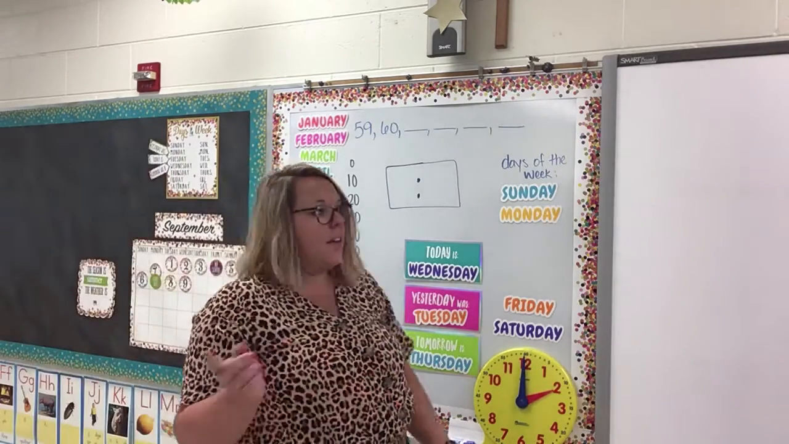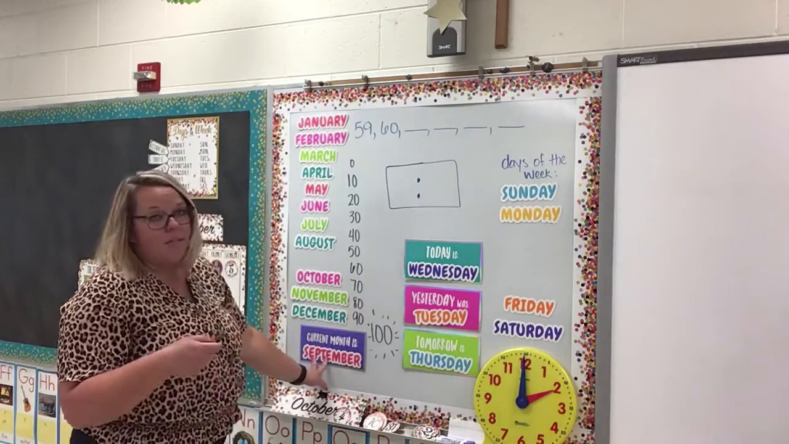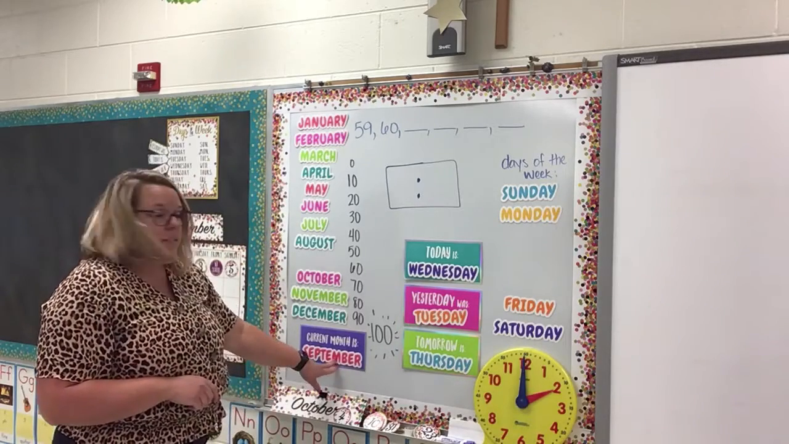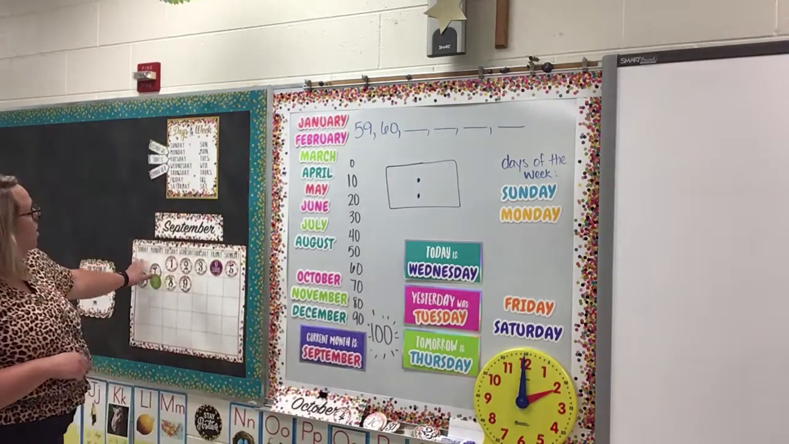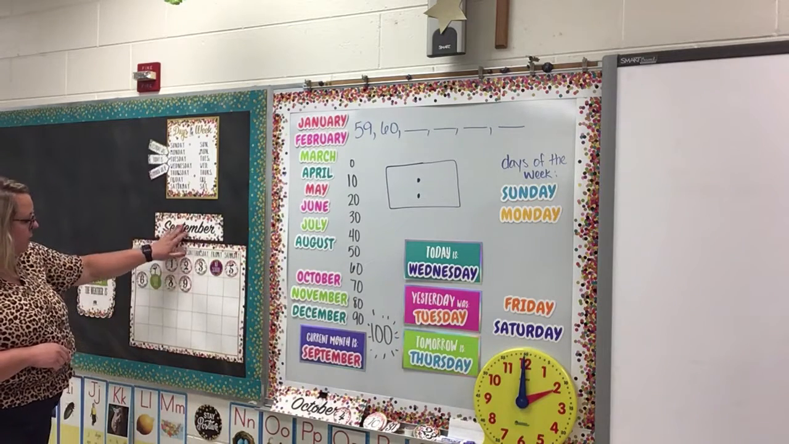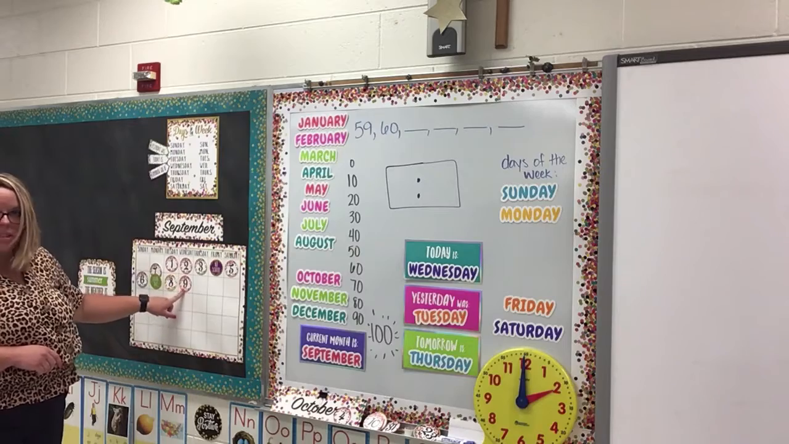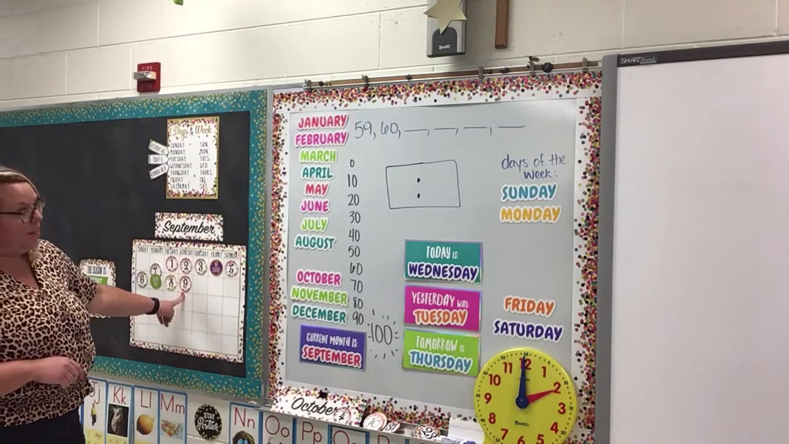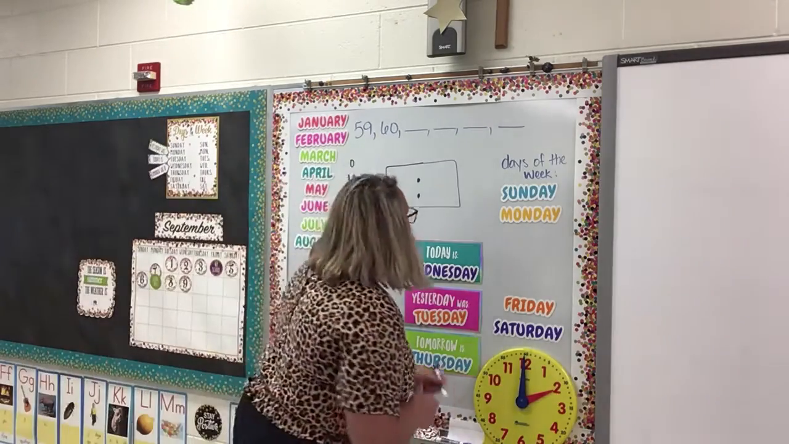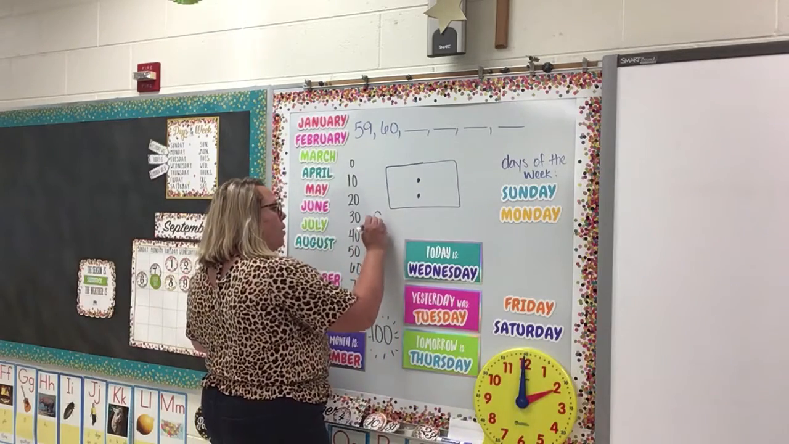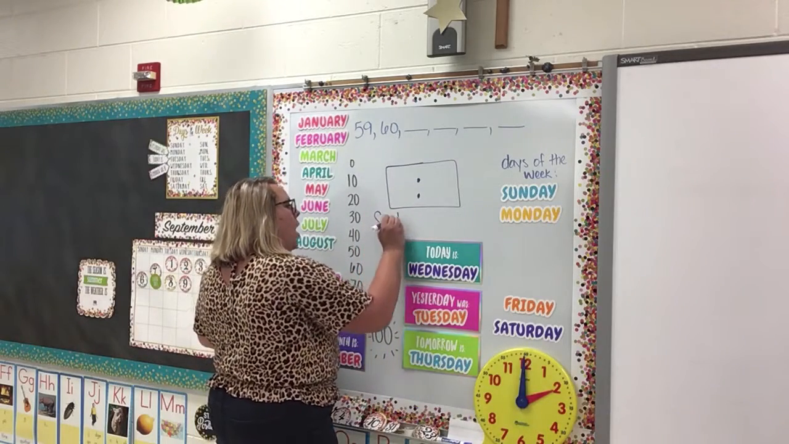All right, friends. Now, let's go ahead and take a look at the rest of our calendar. Our month is still September. Over here on our calendar, we see September and we see today's date. Yesterday was the 8th, so today is the 9th. It is September 9th. We're going to go ahead and write that date. I'll write it right above here for right now.